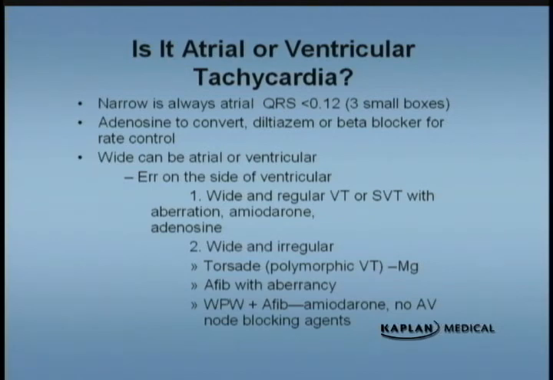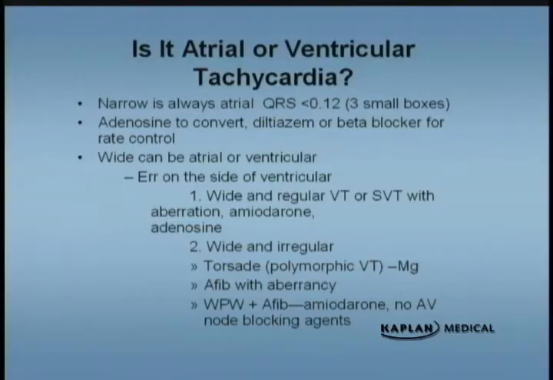If it's wide and irregular, your possibilities are torsade, which has that characteristic spindle shape, and that you treat with magnesium, like we covered earlier. It could be atrial fibrillation with aberrancy, right? Or it could be an uncommon thing called Wolff-Parkinson-White, WPW, and atrial fibrillation on top of that. Now, what if your rhythm is wide and irregular, and we're talking about tachycardia here? What are the possibilities? Well, it might be torsade, and we already know that magnesium is the treatment of choice there.